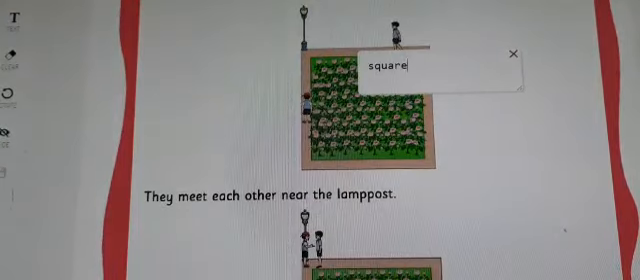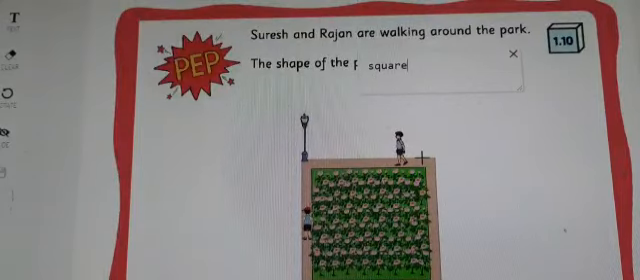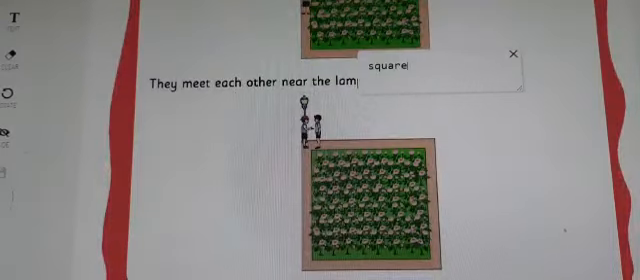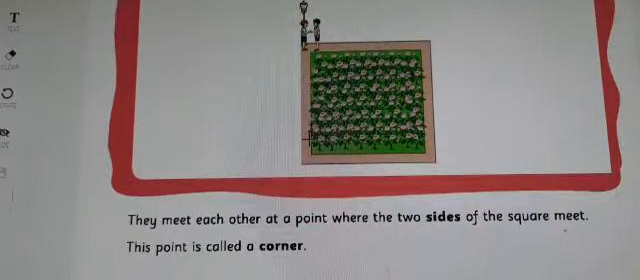Now, Suresh is walking towards this side and Rajan is walking towards this lamp post. At the lamp post, they are going to meet each other. See here, they meet each other near the lamp post. Let me delete this. So they met now. They are shaking their hands and saying hello. That point we call a corner.